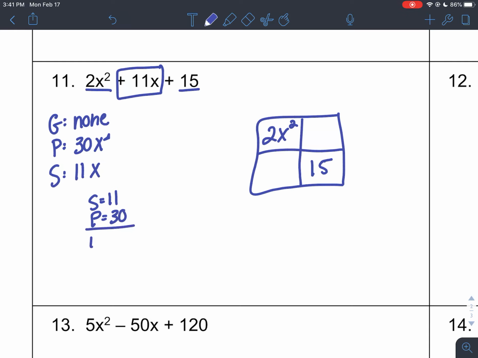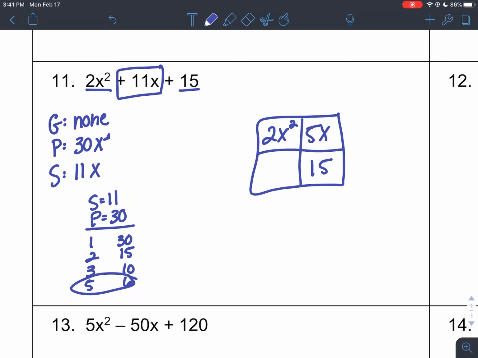So here, 1 times 30 gives me 30. 2 times 15. 3 times 10. Any others? This one just ends up with 5 and 6. Okay, so from there, positive product means same sign. They both need to be positive. Here, 5 and 6 add up to 11.